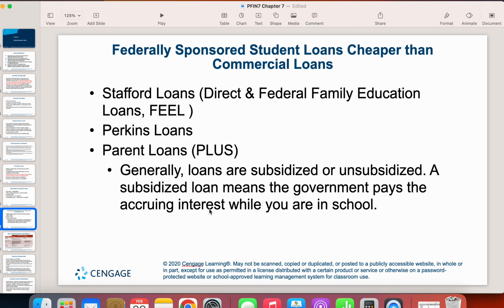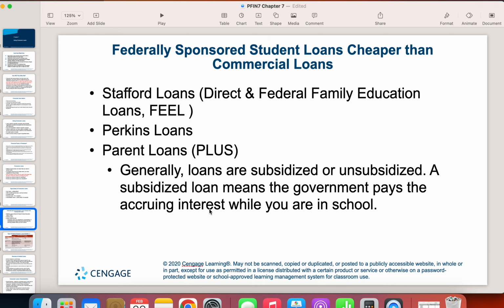So Stafford, Perkins, parent loans. Stafford loans and Perkins loans are loans that are taken out by the student themselves, whereas a parent loan is a loan that is taken out by the parent for their student's education. Generally, loans can be either subsidized or unsubsidized.